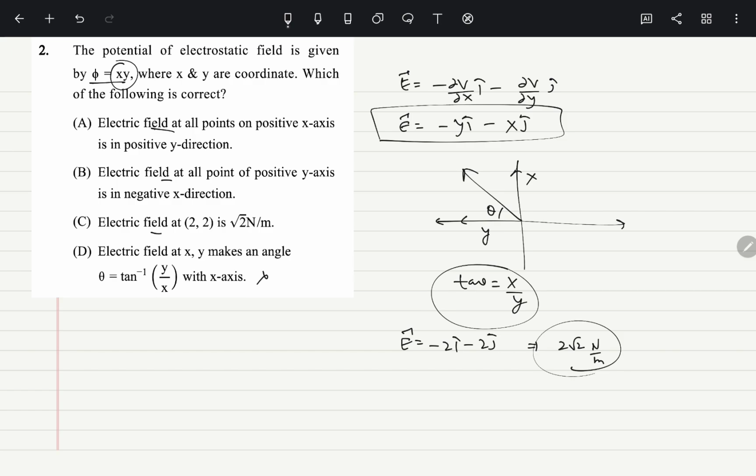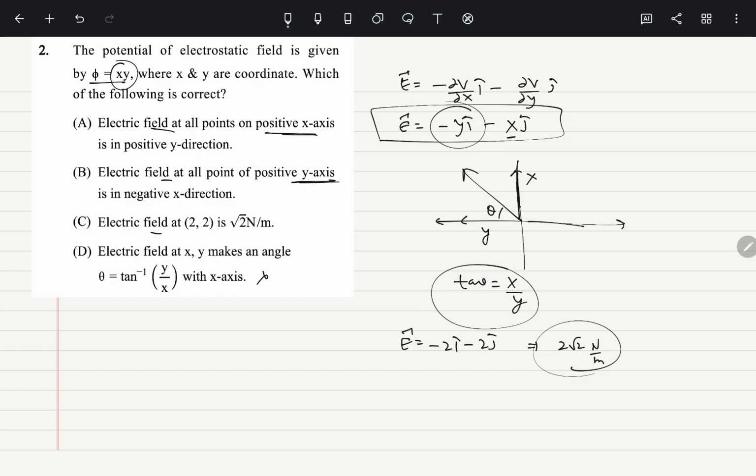The electric field at all the points on positive x-axis. So there is no electric field on the positive x-axis, so this is wrong. Electric field at all the points on positive y-axis. Yes, positive y-axis. What is the direction of electric field? So it will be minus i cap.